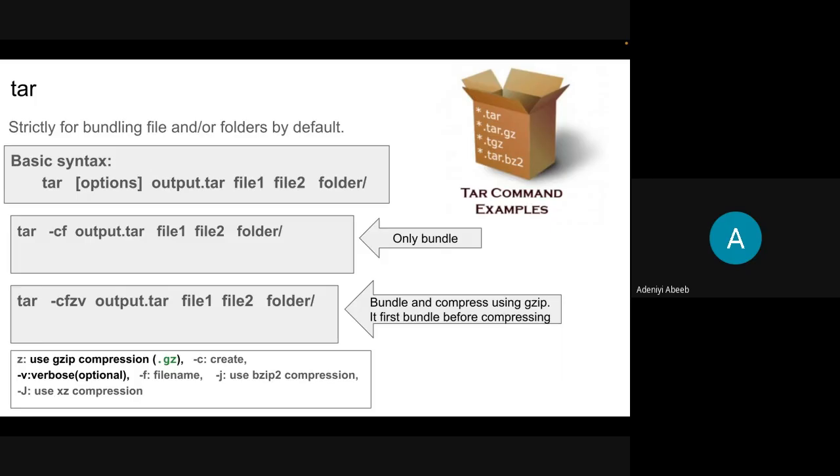So tape archive is kind of similar to zip, but it does not do compression by default. That's why I say it is strictly for bundling files and not folders by default. And this is the basic syntax, tar. You can see this one is also the same syntax as zip. With zip, you also have to first specify the name of what you are bundling together, and then specify your files and folders. So that's actually what's happening here.